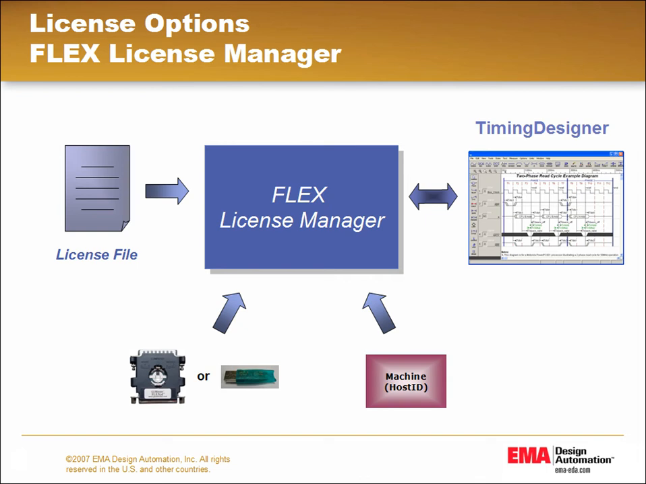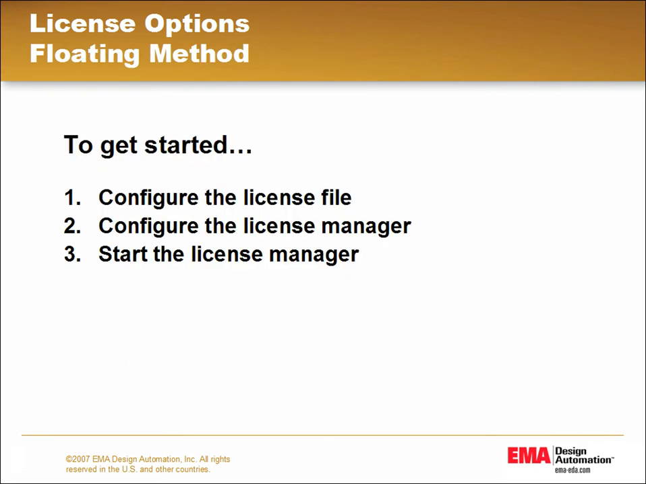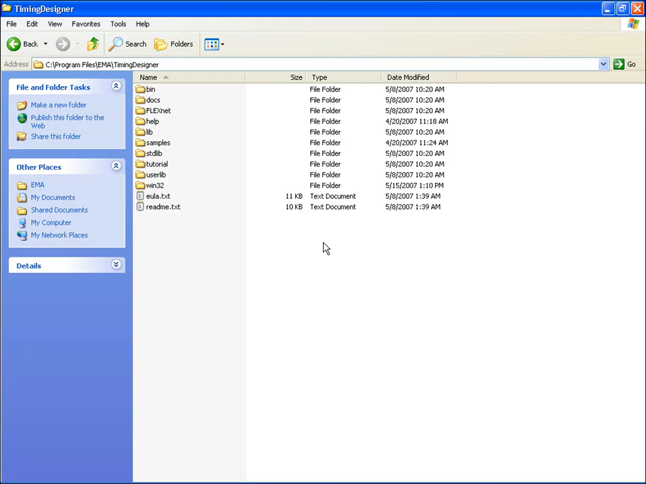The basic steps described here apply to all supported platforms of Timing Designer, but the specifics of the setup may differ according to specific platform. They involve 1. Configuring the license file, 2. Configuring the license manager, and 3. Starting the license manager. The first step in this process is to configure the license file that was sent with your purchase.